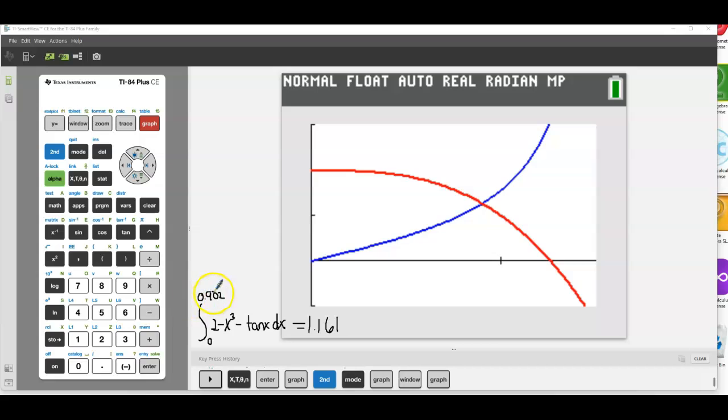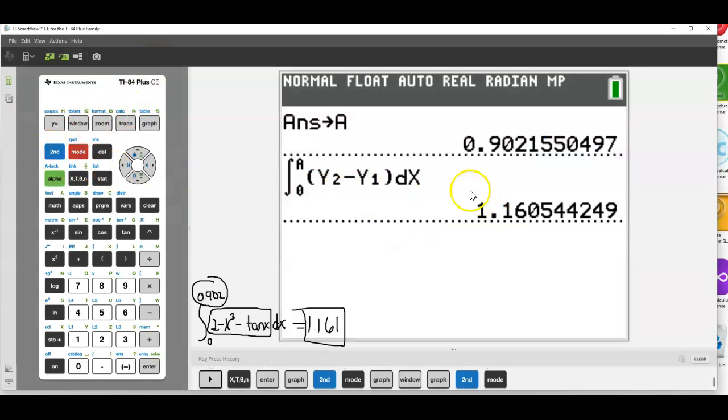Now, when you're being graded on an FRQ, we would look at this number. That would be worth a point. Also, having these things in the correct order would be a point. And then also getting the correct answer in the end would be a point. And then if you want to see how I got my answer, it's calculated here. I stored my intersection point of 0.902, and I typed it in like this. You'll also notice that I did y2 minus y1 instead of y1 minus y2. That's because this function on my calculator was stored under y2.